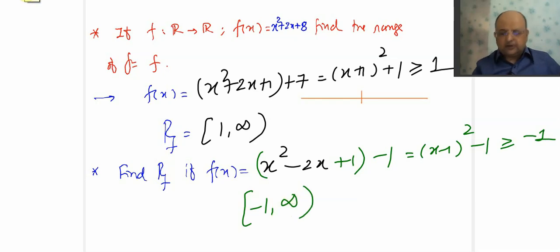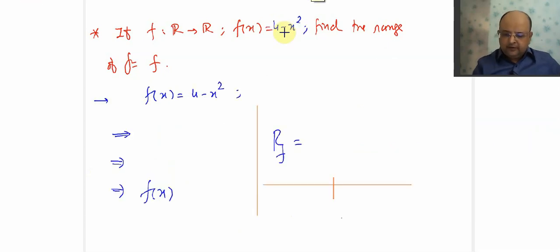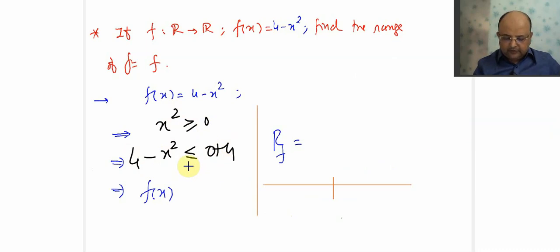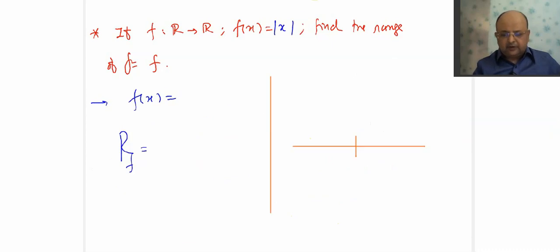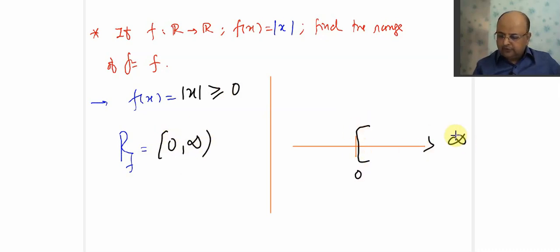This much is easy to ask, dears. x square is always greater than or equal to 0, so negative x square is always less than or equal to 0. We add 4 to both sides, so f of x is less than or equal to 4, so the range is minus infinity to 4 including 4. We did all this last time. Yes, my dears, f of x is mod x, it is greater than or equal to 0, so the range is the closed open interval 0 to infinity.